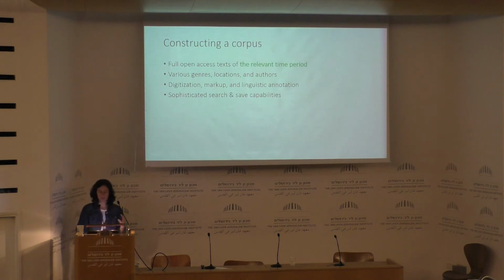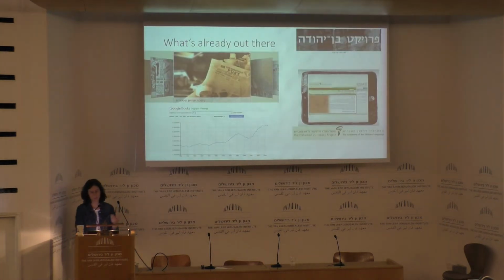And of course you need a search platform that will allow you to search for, say, all the nouns in the plural which had a definite article ha in front of them. So you want to be able to go into that resolution. You want to search for those things, and you want to be able to save your results in order to further query them.